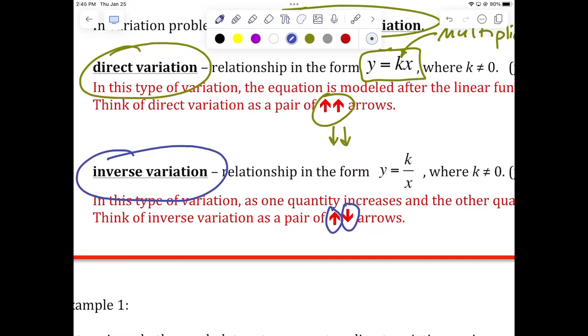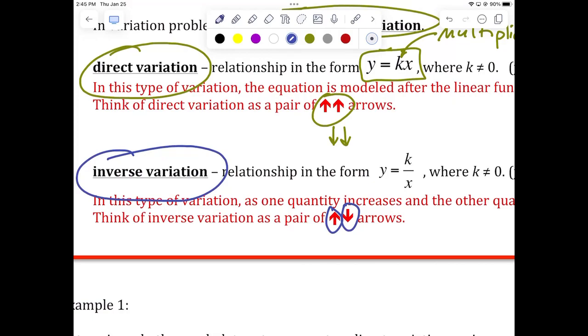What about temperature and the clothes you wear outside? As the temperature increases, do you wear more clothes outside? In general, no, you wear less clothes, right? And as temperature decreases, you wear more clothes to stay warm, right? Okay, so that's another inverse variation.